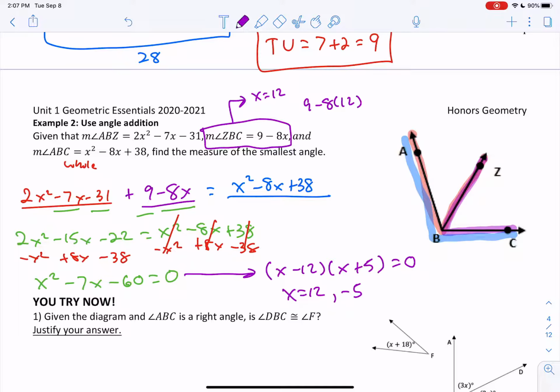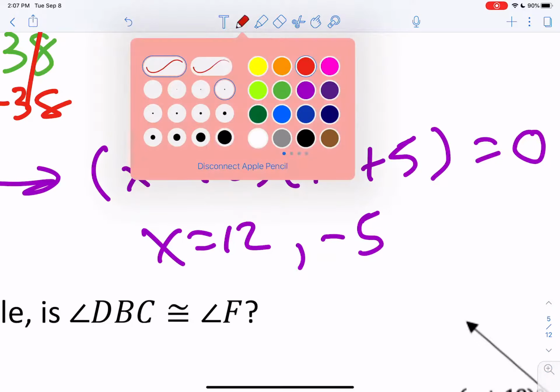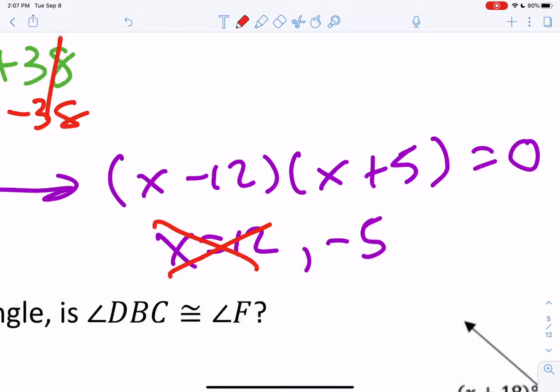Well, 8 times 12 is going to be 96. And I'm going 9 minus 96. Well, what's going to happen here is I'm going to get negative 87. All right, so we are finding the measure of an angle here. You cannot have an angle measure that is negative. So what this means is that this x equals 12 answer, so down here, my two answers that I have, x equals 12, x equals negative 5, this is called an extraneous solution, meaning when I plug it back in, it doesn't make sense in the context of our problem because we can't have a negative angle.